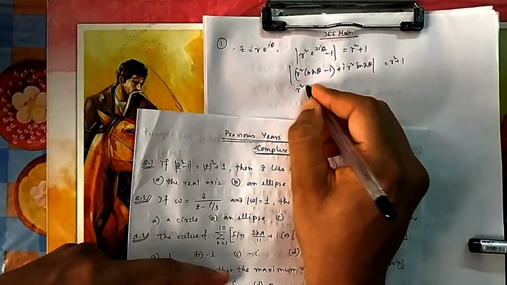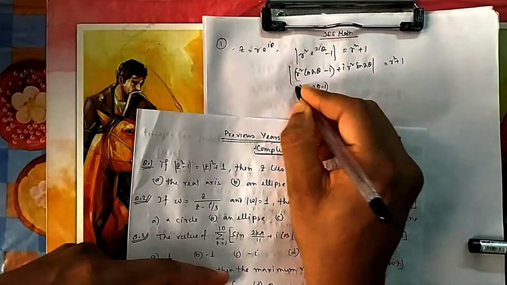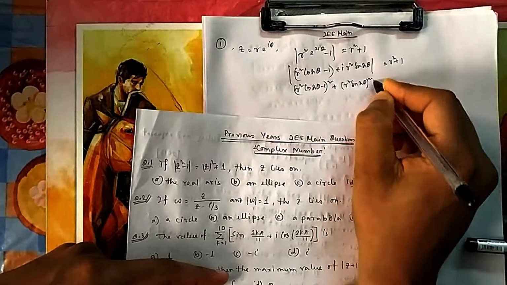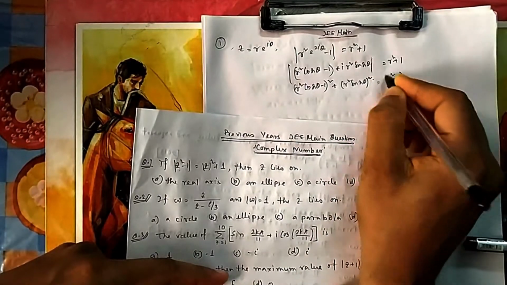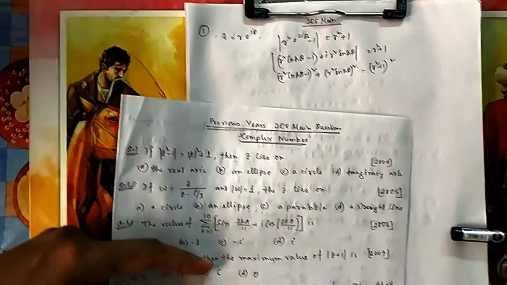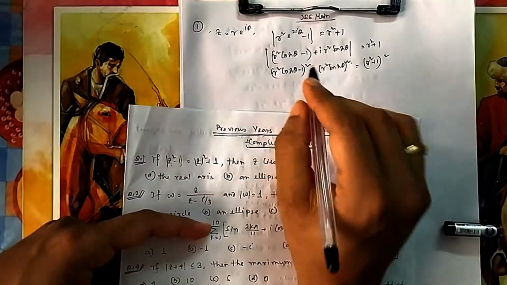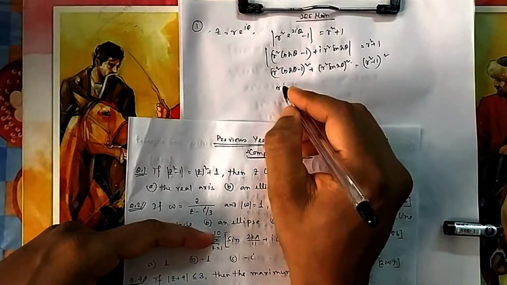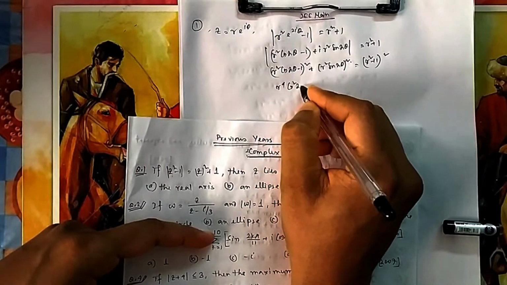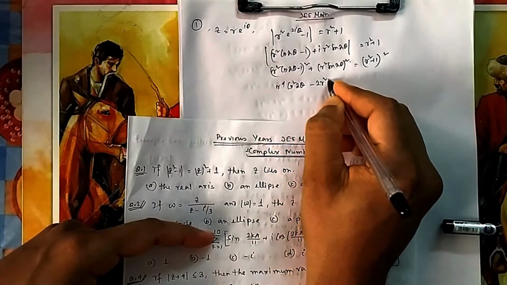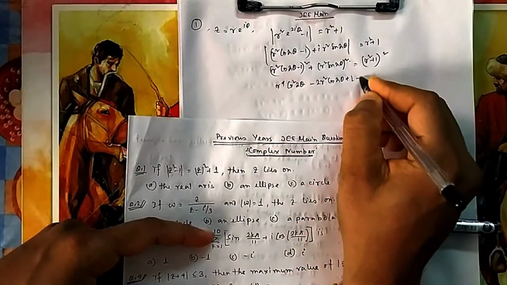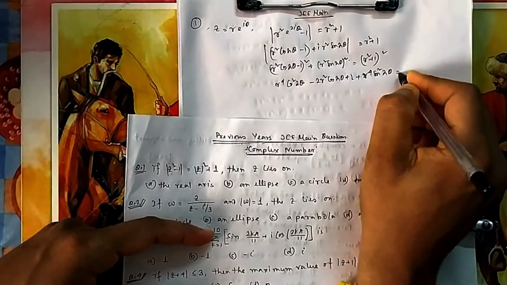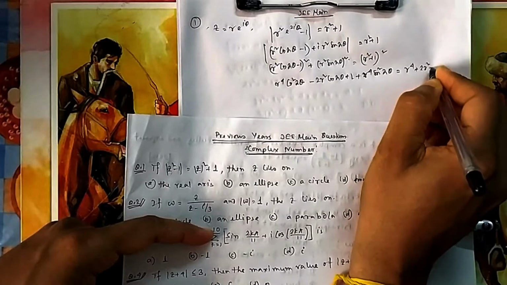Now if you take the mod of this one, it is (r² cos 2θ − 1) whole square plus (r² sin 2θ) whole square, and I am squaring both sides, so the square root goes away. Now it is still a smaller one because only 2 terms are there, (a + b) whole square. So it will be r⁴ cos² 2θ − 2r² cos 2θ + 1 + r⁴ sin² 2θ, equal to r⁴ + 2r² cos 2θ + 1.